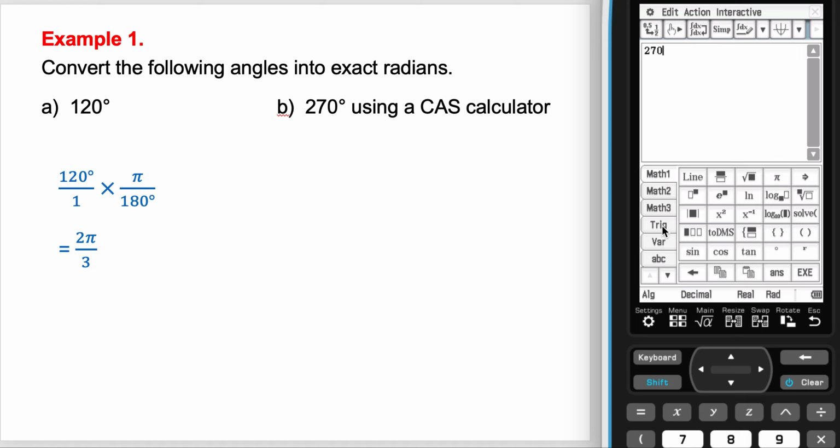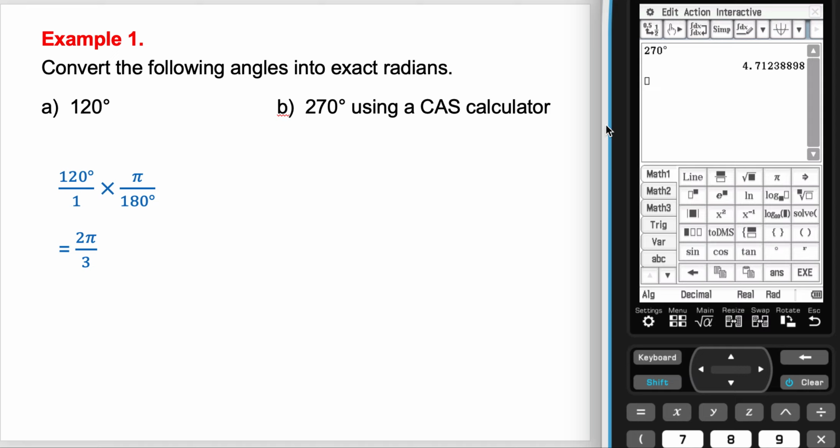actually it's in Math 1, it's in Trig as well, but in Math 1, you can see down the bottom right, you've got a little degree symbol and a little R, which is actually another symbol for radians. So basically all I'm going to tell the calculator is here's 270 degrees, and I use that degree symbol. But I've got my calculator in radians mode, so all I actually have to do is hit execute, and it'll tell me what the angle is in radians.